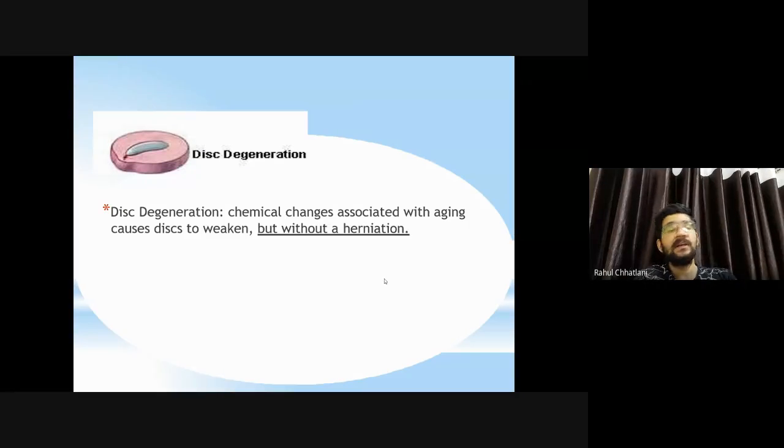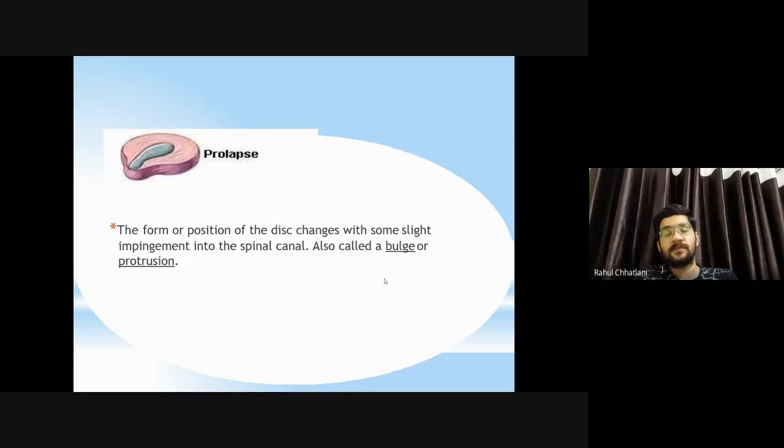So first is degeneration. Where will any disease start? Some part becomes weak. Only when it becomes weak will the nucleus start moving to that side. So degeneration: chemical changes associated with aging cause the disc to weaken but without a herniation. Herniation means the whole nucleus is still in the center, connected with the center, and slightly it will start moving outwards. Prolapse means it continuously moves from the center to the side, into the periphery.